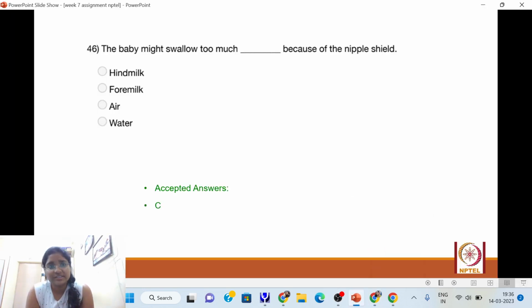The correct answer is air. So if mother is using a nipple shield, there is very high probability that the baby might be swallowing just air too much instead of milk, right? So that should be taken care of while using a nipple shield.